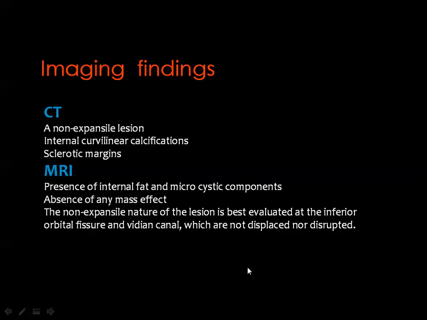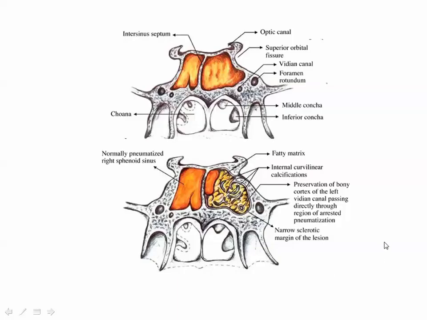If you see this by CT, these are very important criteria: a non-expanding lesion, internal curvilinear calcification, and a sclerotic margin. On MRI, the presence of fat within the lesion signifies that this is not a tumor, with absence of any mass effect and no expansion. This lesion is not an expanding lesion. Also, you can see that the basal skull foramina are not displaced or disrupted. And this is what we mean by arrested pneumatization.